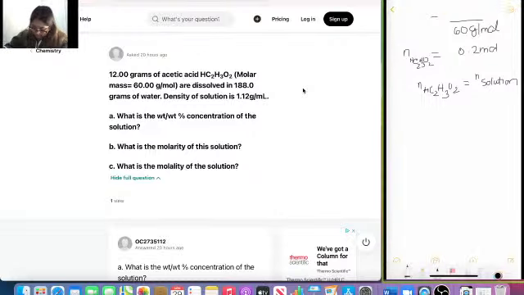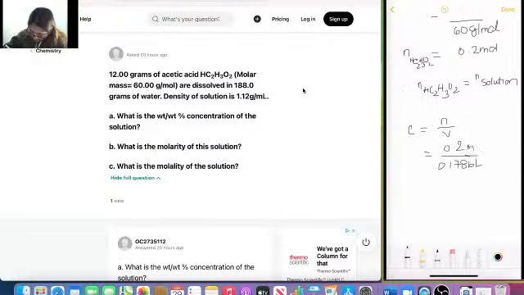Molarity, which is basically concentration, is equal to n over V. So we have 0.2 over 0.1786 liters, and we basically get 1.12 molarity, or concentration, of the solution.